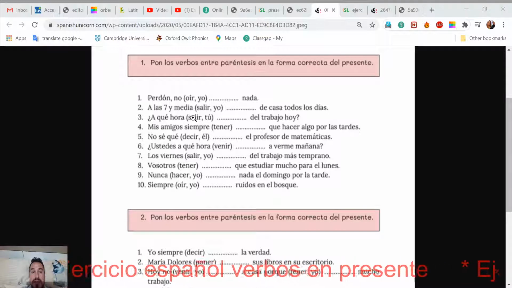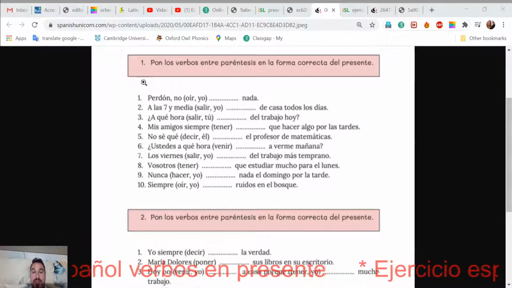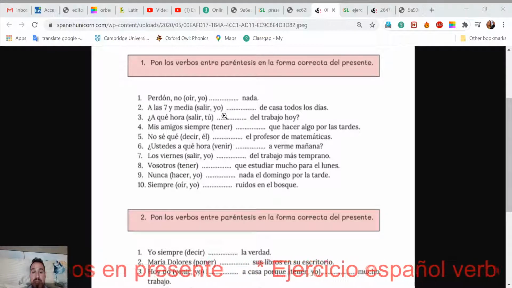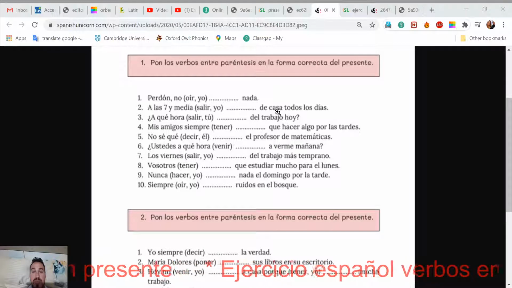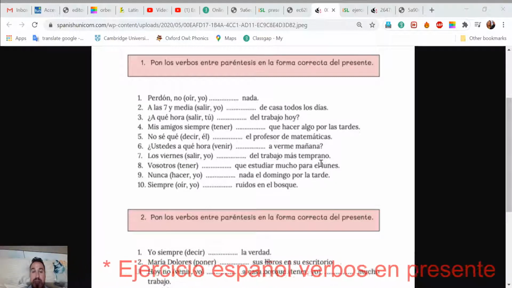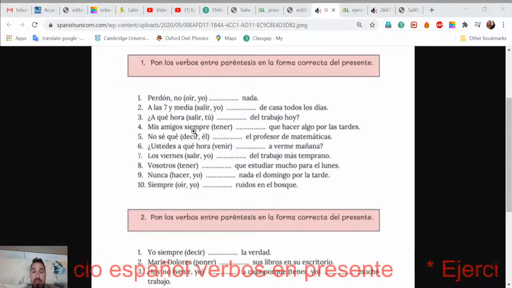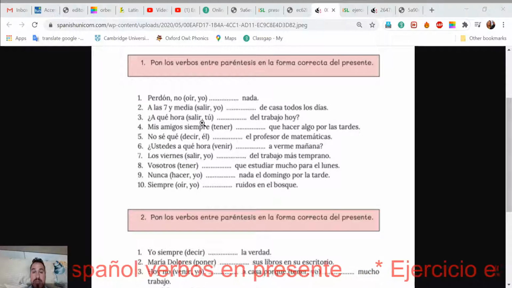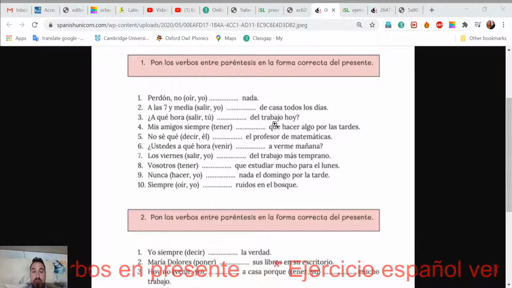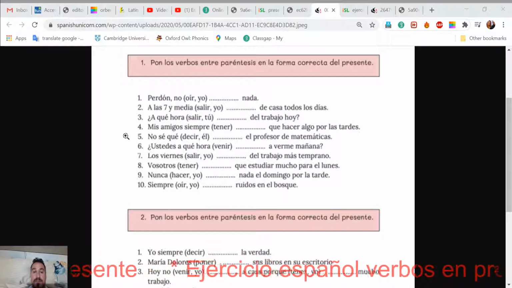A las 7:30 salgo de casa todo el día. So at 7:30 I go out of my house every day. 3. ¿A qué hora sales de trabajo hoy? So what time are you getting out of your job today? Or you're getting out of work.